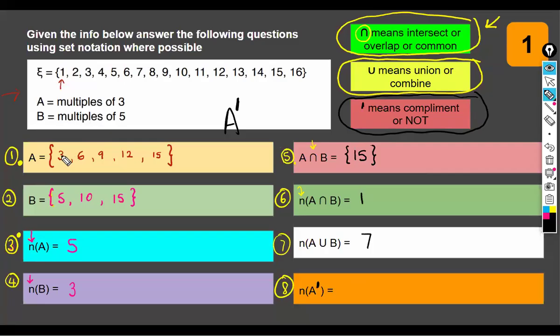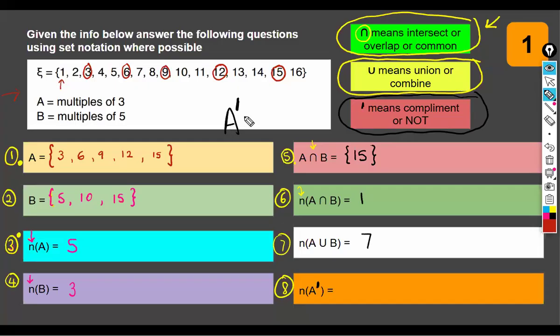So who is A? I'm just going to circle A, from the numbers we were allowed to choose from. A is 3, 6, 9, 12, and 15. I'm using a different color because that's going to be hard to see. Everyone agrees what I just circled is A.